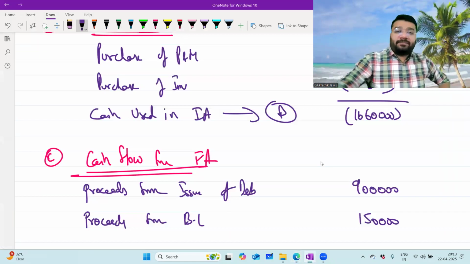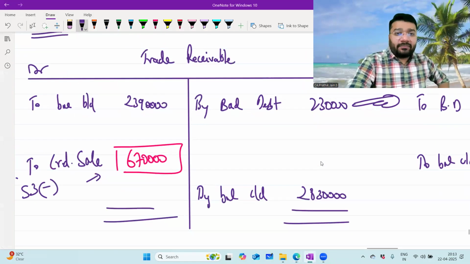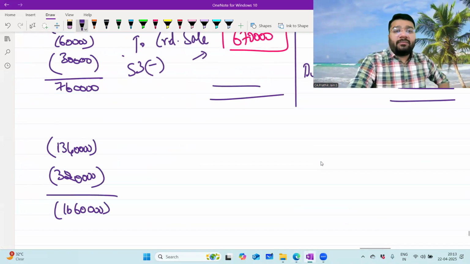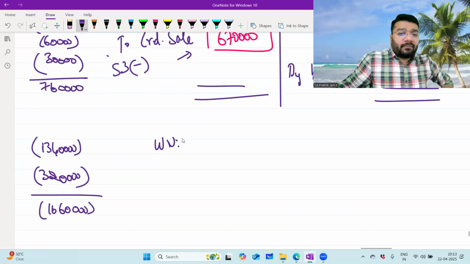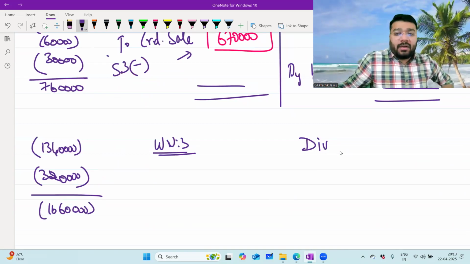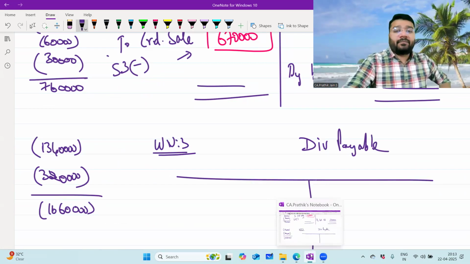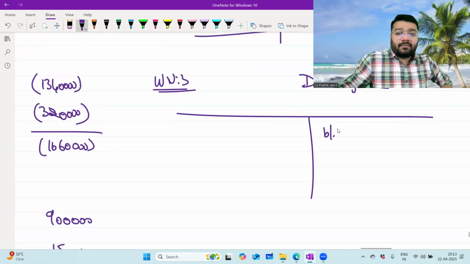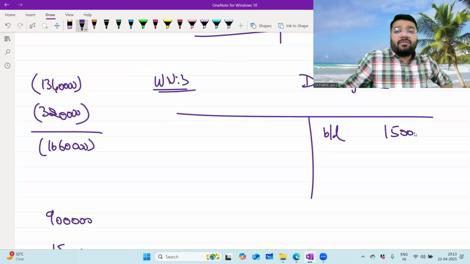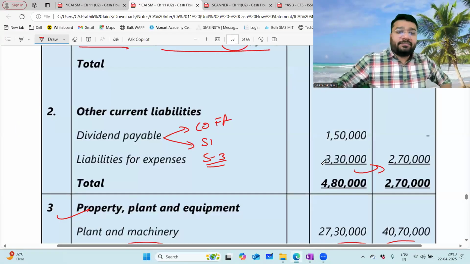Open the dividend payable ledger. Opened or yet to open? Yet to open. Working note number? Dividend payable ledger. Opening balance. Total how much? 1 lakh? 50,000. Anywhere current year dividend?